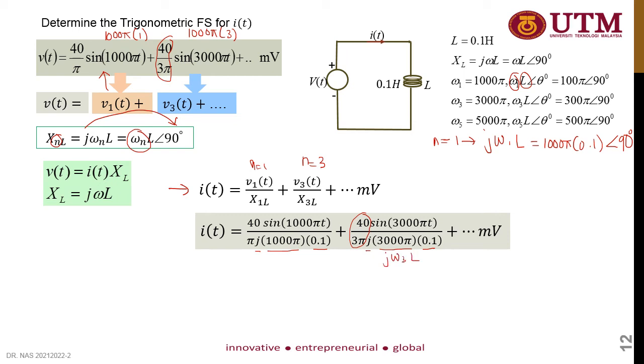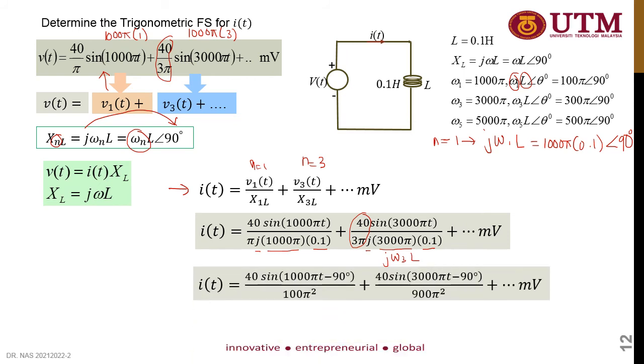Okay, so then simplify the equation to get the final answer. In this case, 1 over j is equivalent to minus j, in which it is equal to e to the negative j pi over 2, or it is equal to negative 90 degrees. So that's why you get negative 90 here.